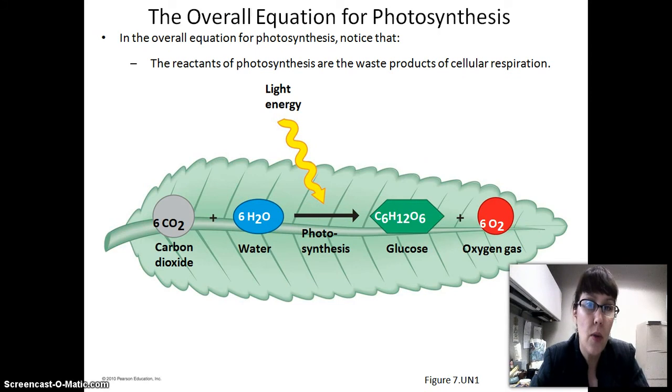So the overall equation for photosynthesis is actually sort of the opposite of cellular respiration. If you compare those slides to this one, you'll notice that the starting ingredients are carbon dioxide, water, and light energy. And those three ingredients are used through a series of reactions to create glucose, which is the storage molecule for chemical energy, and oxygen gas, which is a waste product and released by the plant.